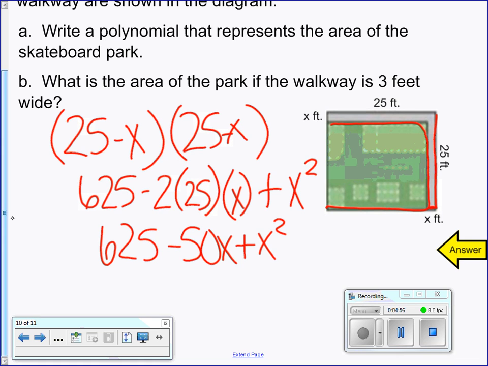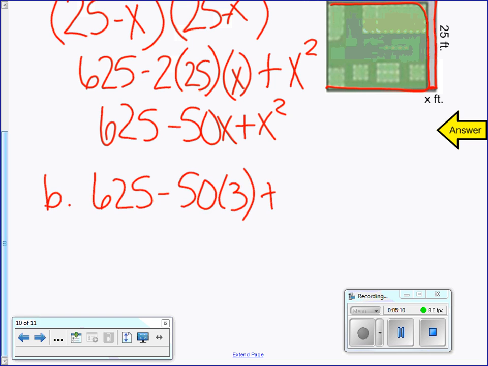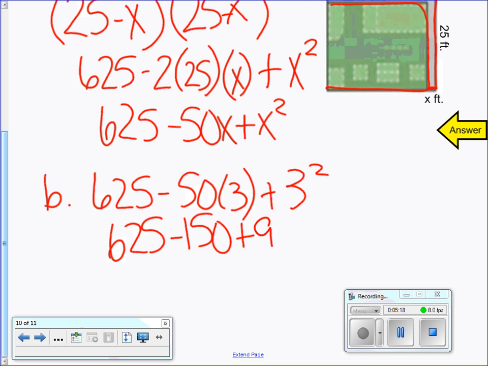Then the question says, what's the area of the park if the walkway is 3 feet? So that just means we have to plug in 3 for x. So here's our part B: 625 minus 50 times 3 plus 3 squared. So that's 625 minus 150 plus 9, which equals 484 feet squared.